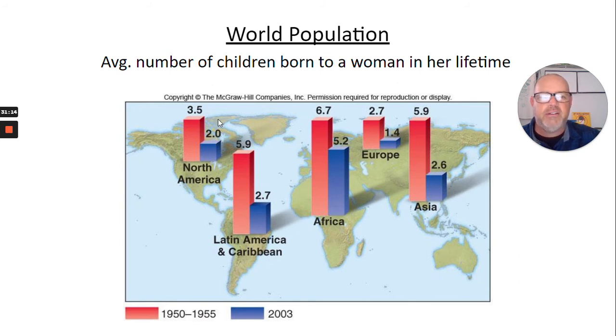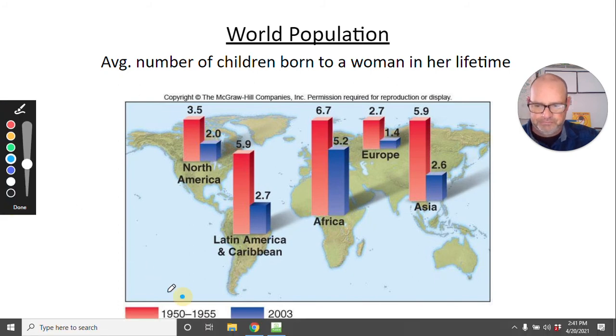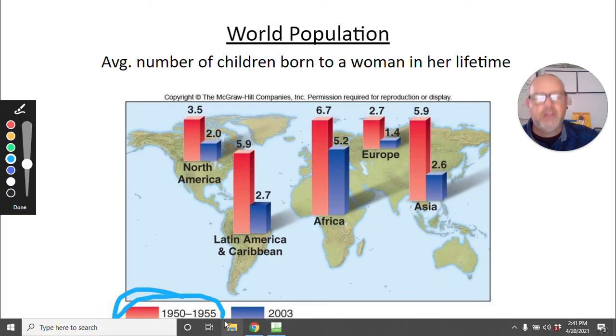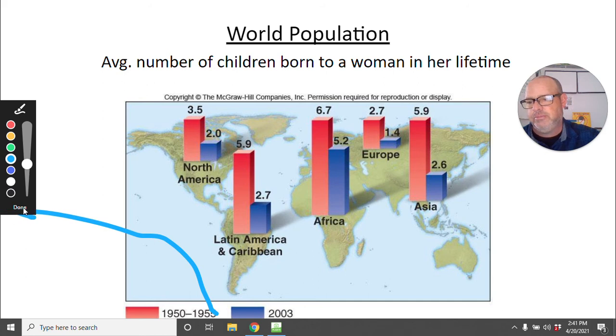Every single area has dropped between the 1950s and the 2000s, right? This was right after World War II, right? So this is part of what caused the baby boom. Everybody came home from war and started having some babies.